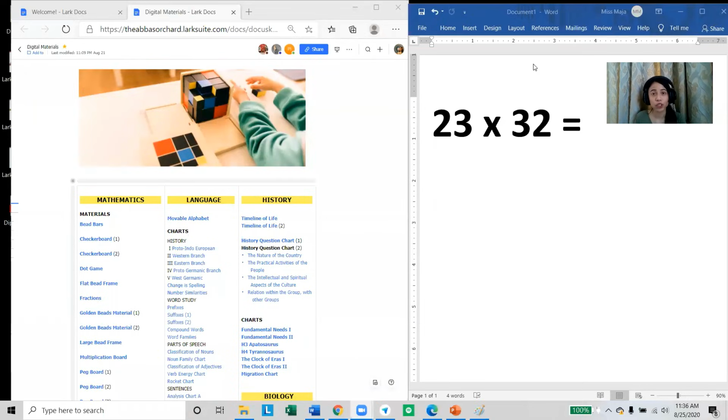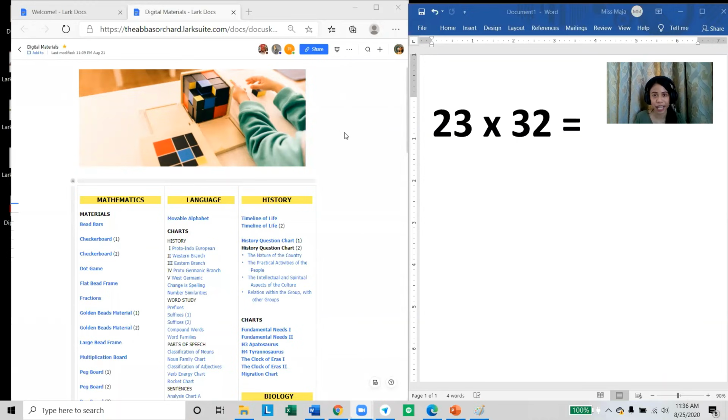Hello, I'm going to show you a presentation which is a review in mathematics, and that is long multiplication using the flat bead frame. So I already prepared a problem for both of us, and that is 23 times 32. On the other side, I have the digital materials.